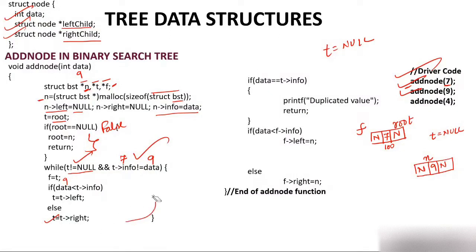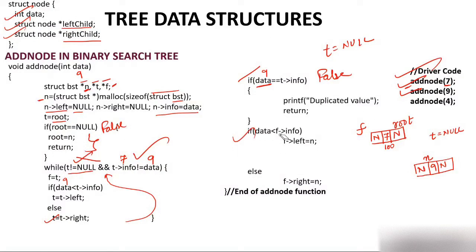Again, without coming out of the loop, I check again. Is t not null? No, t is null. Now the condition becomes false. The moment the condition becomes false, I come out of the loop and check this. Is data 9 equal to t info? There is nothing in t info. T is having null, so the condition becomes false. Okay, I move to this situation.